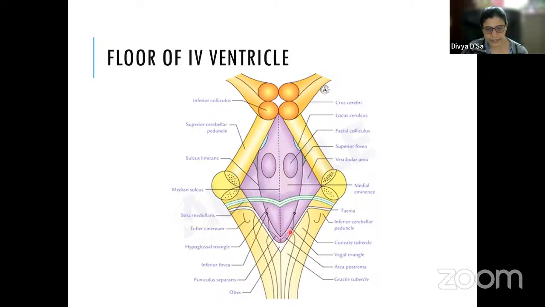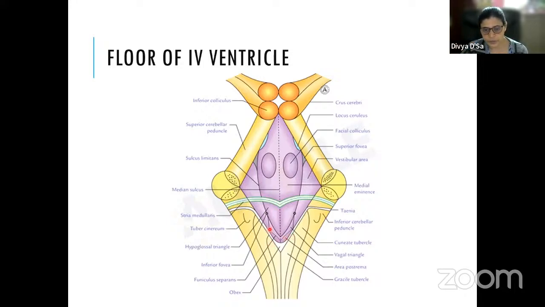This vagal triangle is traversed by a narrow translucent ridge called the funiculus separatus. So this line is the funiculus separatus. The small area between the funiculus separatus above and the gracile tubercle below is called the area postrema. It consists of highly vascular neuroglial tissue.